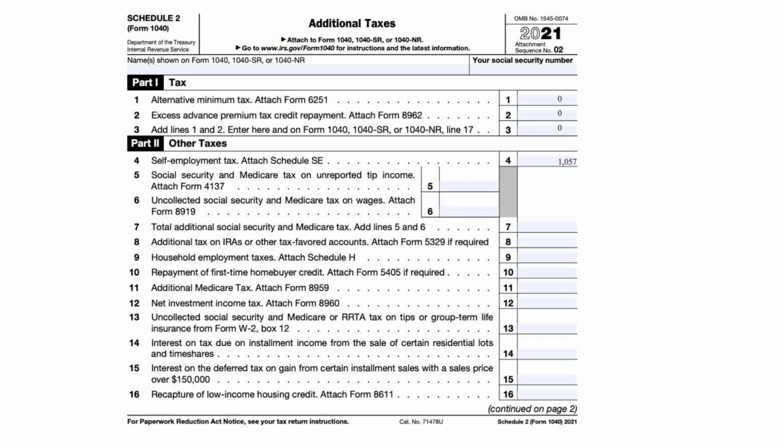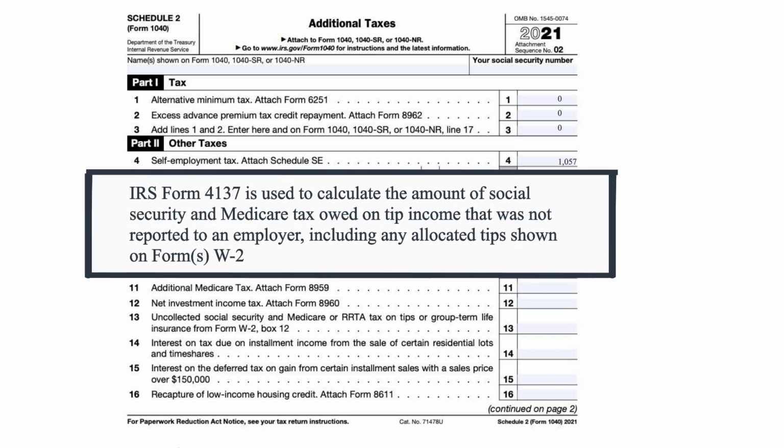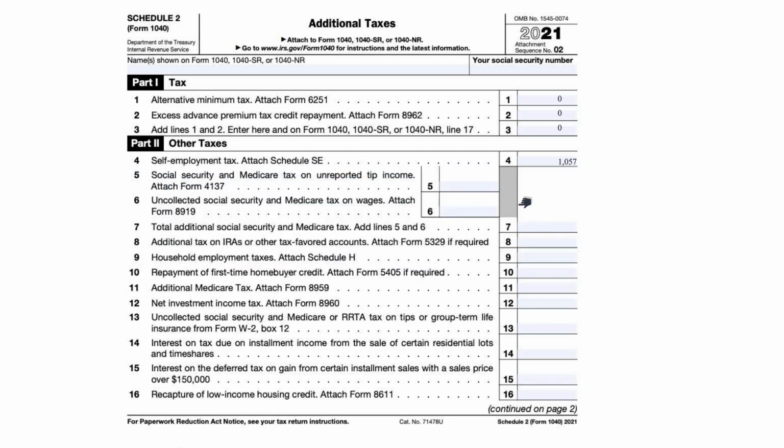Unreported Social Security and Medicare tax from two sources, tips and wages, will be calculated and entered on this line. IRS Form 4137, Social Security and Medicare tax on unreported tip income, is used to calculate the amount of Social Security and Medicare tax owed on tip income that was not reported to an employer, including any allocated tip shown on Form W-2. Line 6 of Schedule 2 is for uncollected Social Security and Medicare tax on wages.